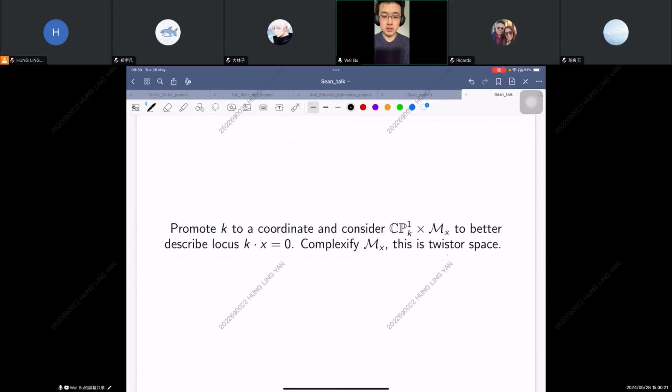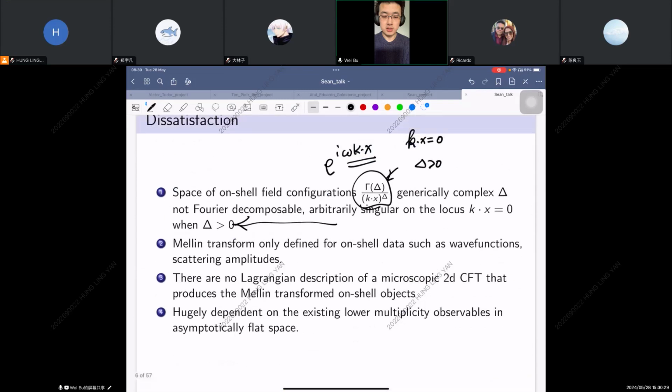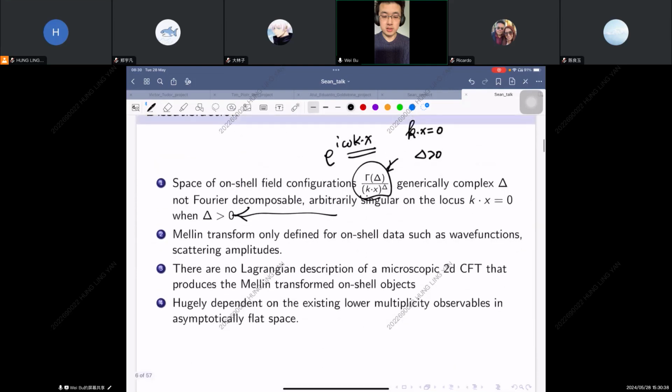Then the first thing we're going to do to address these problems is to start with number one, which is, there's an arbitrarily singular locus k dot x equals 0 for this space of field configurations. But to characterize this space of field configurations, which are singular on this locus, it is best described by: if you give me a k, a null four-vector k, I give you a codimension one slice of Minkowski space defined by this equation. But that's not very convenient. I have to change my codimension one slice every time you give me a new k.